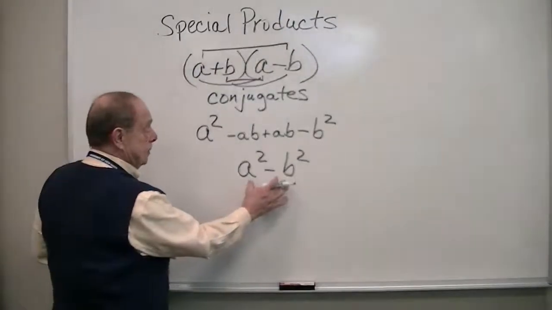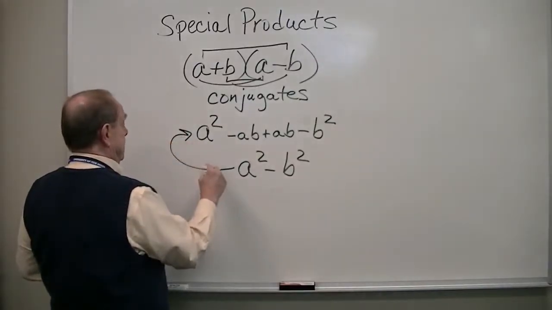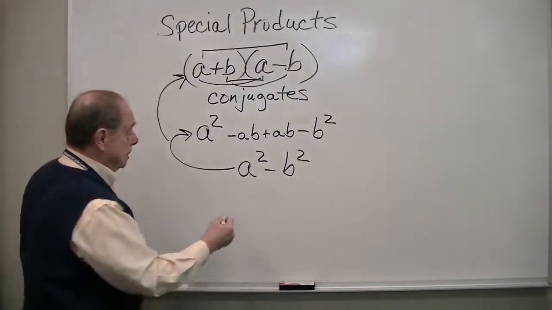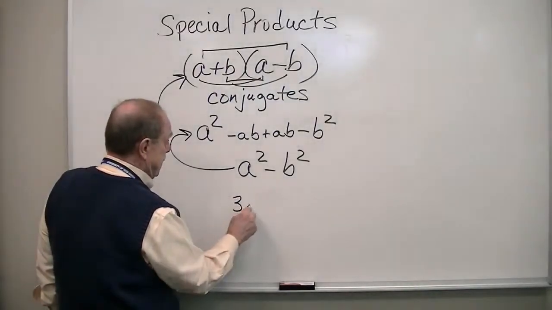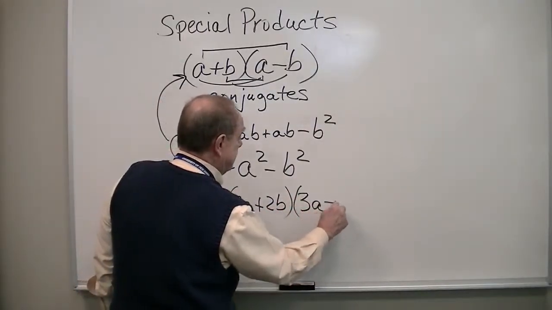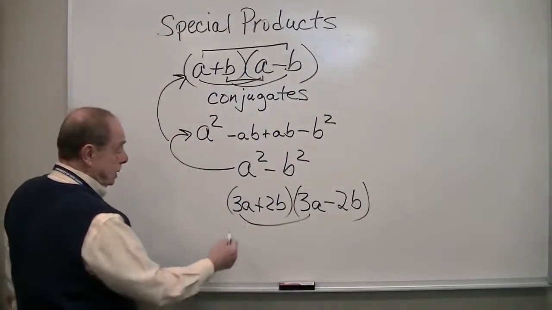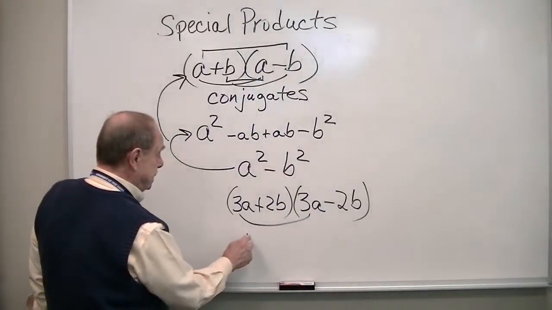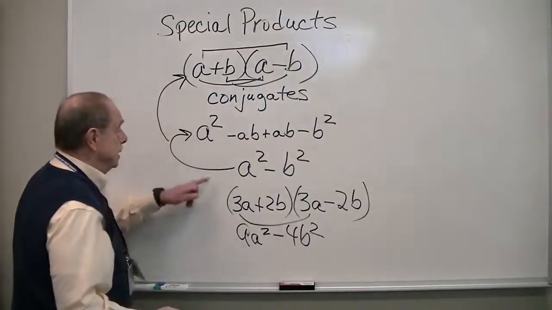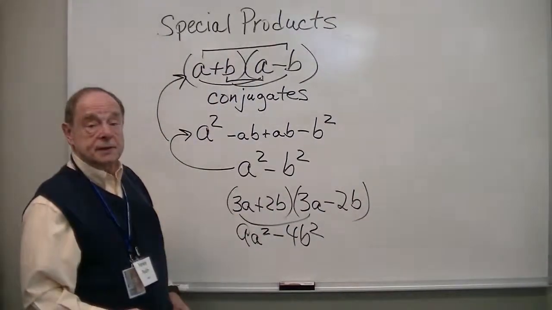So anytime you have perfect squares, this will factor into its conjugates. An example of it would be like 3A plus 2B, 3A minus 2B. So that when we FOIL, we don't have to do our middle terms. We're going to get 9A squared minus 4B squared. The results of multiplying conjugates give us the difference of perfect squares.